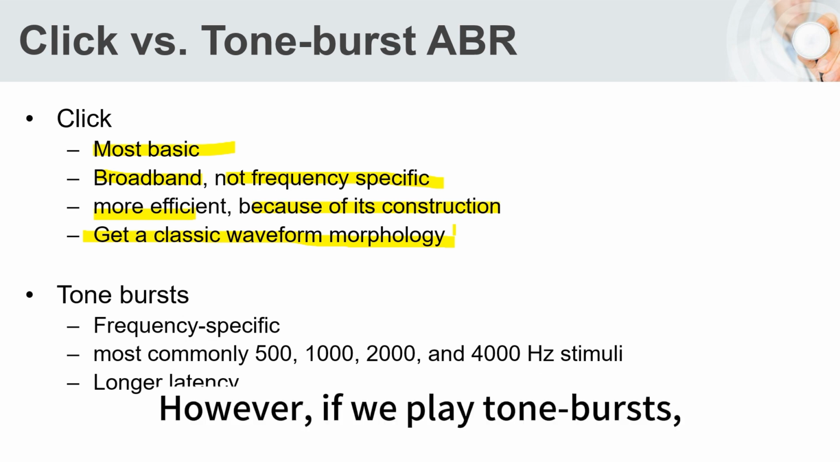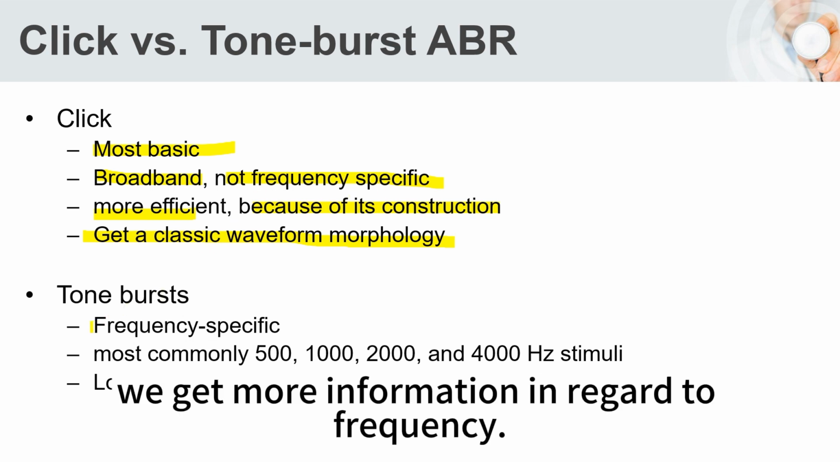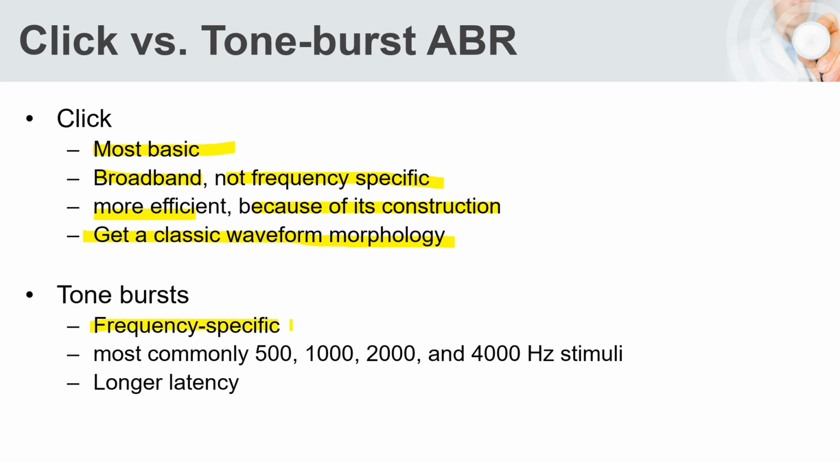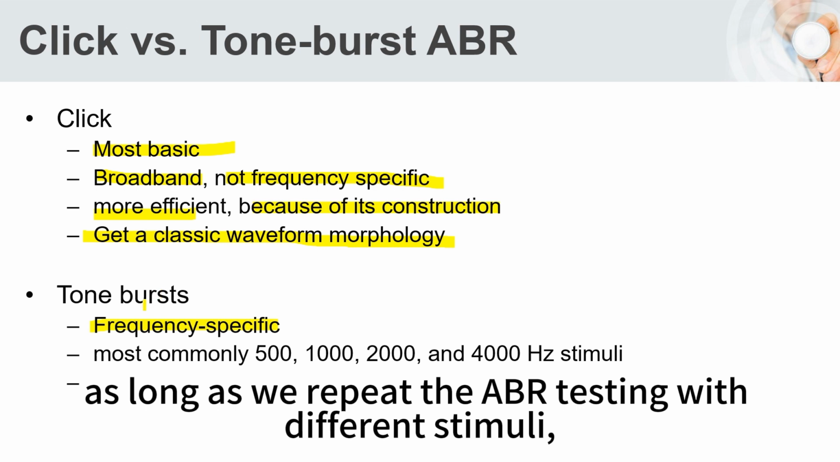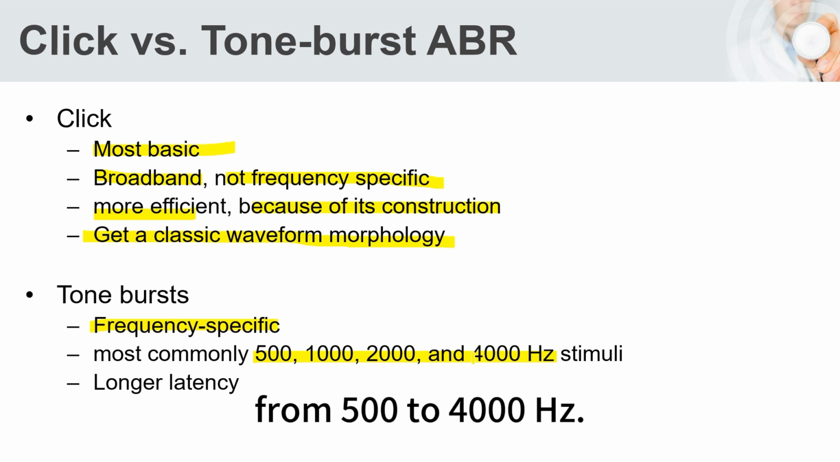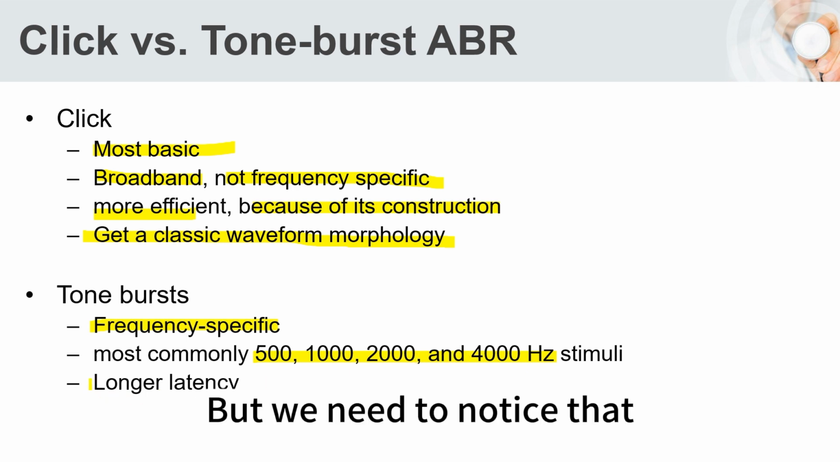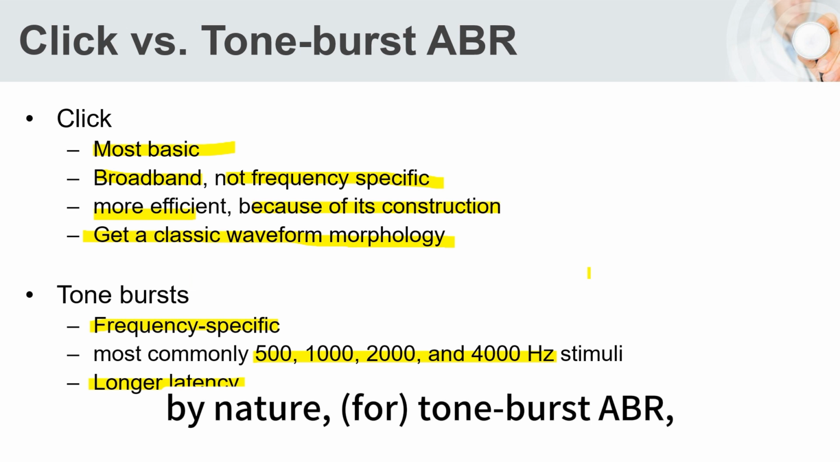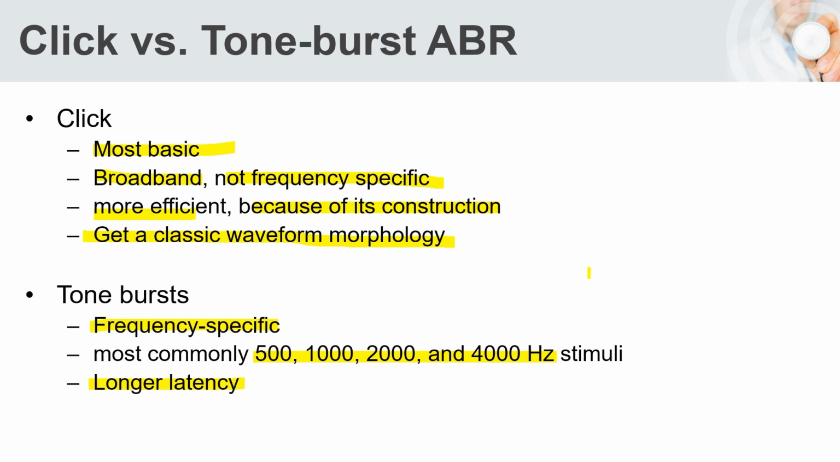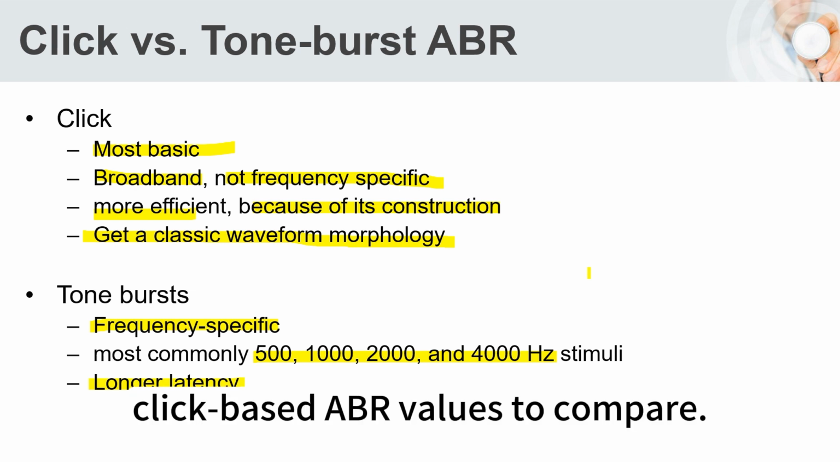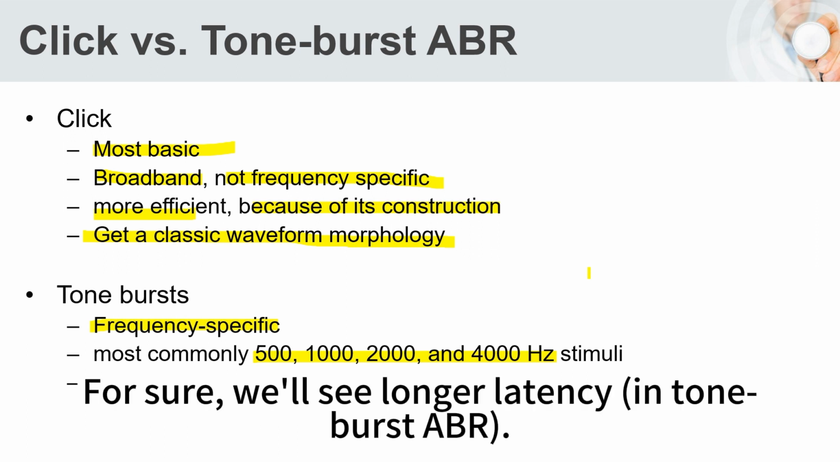However, if we play tone bursts, we get more information in regard to frequency. For example, we mentioned how we plot frequency-specific hearing loss. We can do that, along with repeating the ABR testing with different stimuli, from 500 to 4000 Hz. But we need to notice that by nature, with tone burst ABR we will observe longer latency. So be careful not to use click-based ABR values to compare. For sure, we will see longer latency.